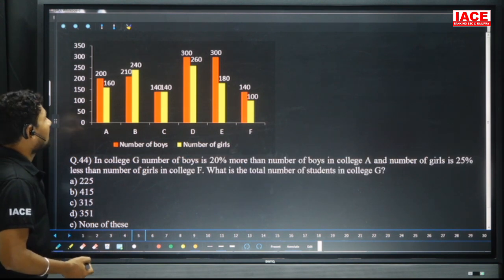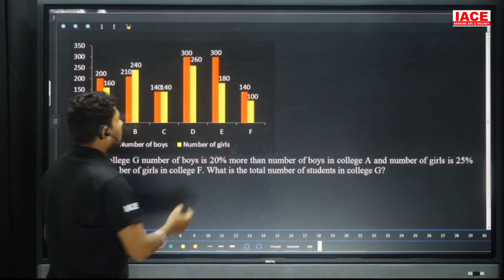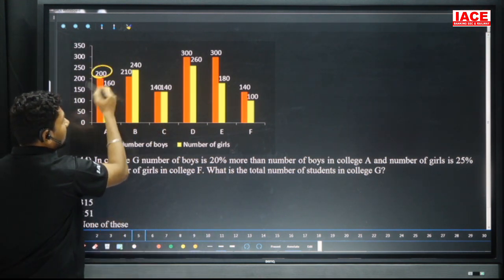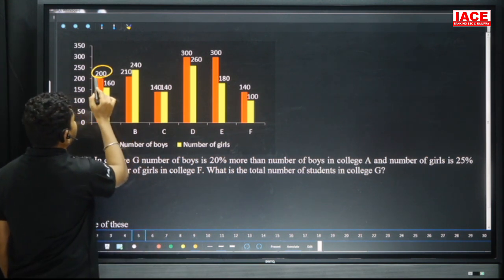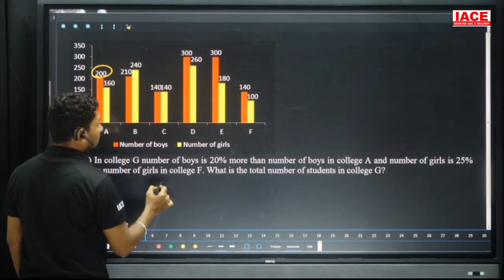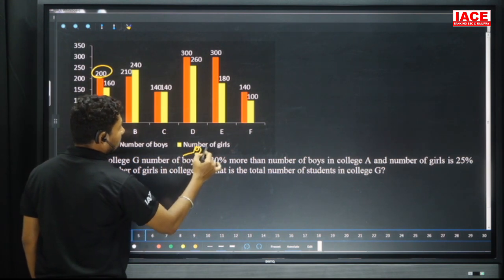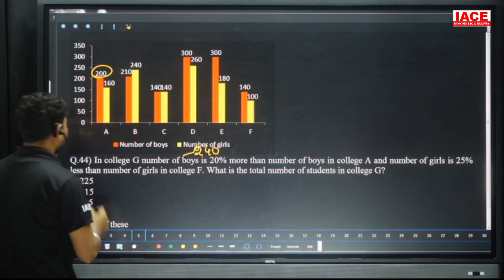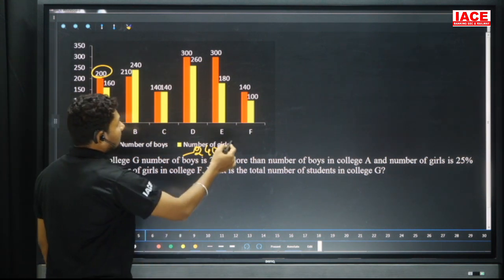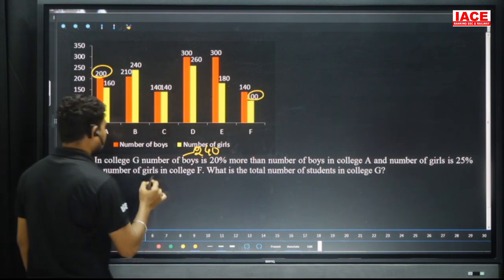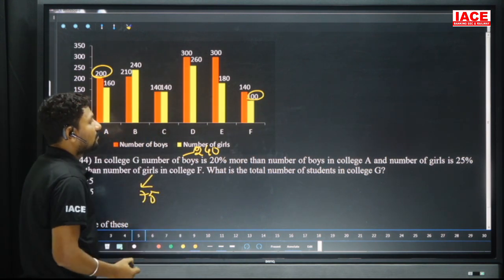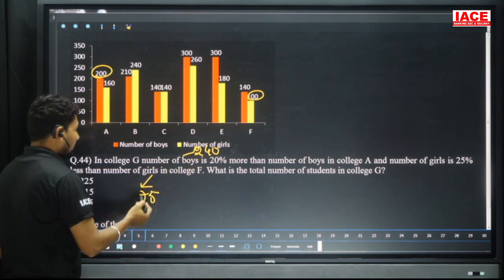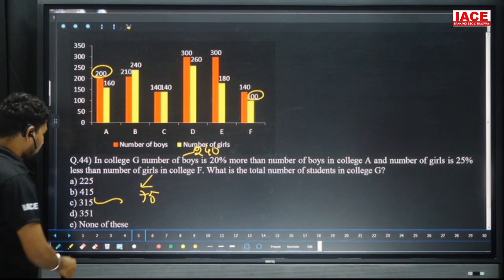So next, in college G, the number of boys is 20 percentage more than the number of boys in college A. College A is 200. 20 percentage more means, 10% is 20, which is equal to 240. This value is 240, and G boys value is 240. And the number of girls is 25 percentage less than the number in college F. Girls is 100. 25 percentage less means which is equal to 75. Then what is the total number of students in college G? 240 plus 60 is 300, 315. Our option is C.